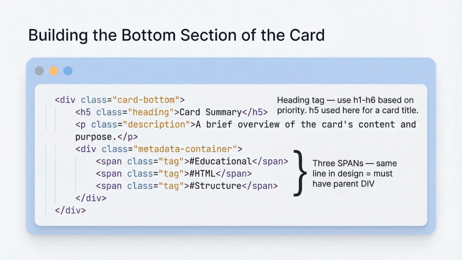Notice that the heading priority matters when building a full web page. H1 is highest priority, H2 next, and so on. But when you're just building a card component in isolation, you can use whichever level feels appropriate. The instructor uses H5 here to keep the card title at a lower priority level relative to the rest of the page.